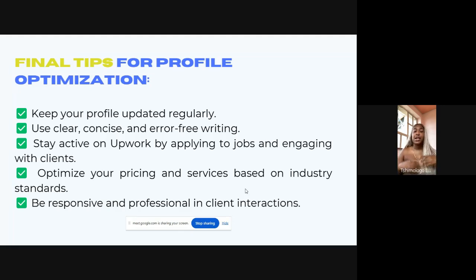What it does is that it puts your profile in the front when clients are using keywords that should be within your bio, that should be within your skills, to look for somebody who provides the skills that you provide. So if you optimize your keywords, you optimize your bio, and you have your boost profile on, that will definitely push you to the front for more clients to reach out to you.